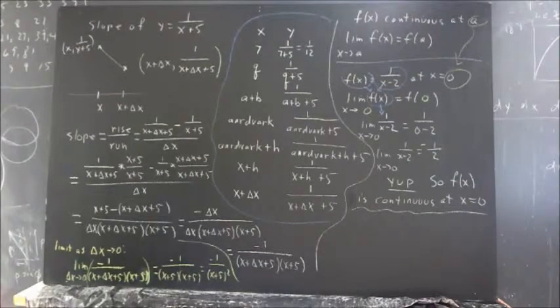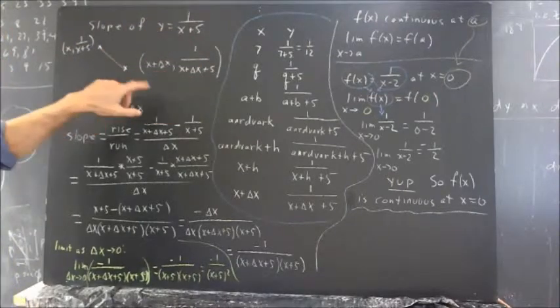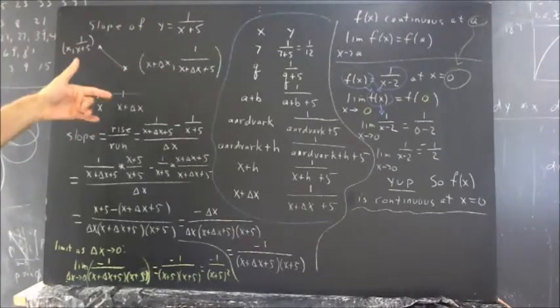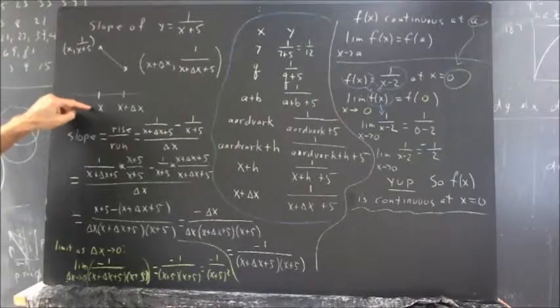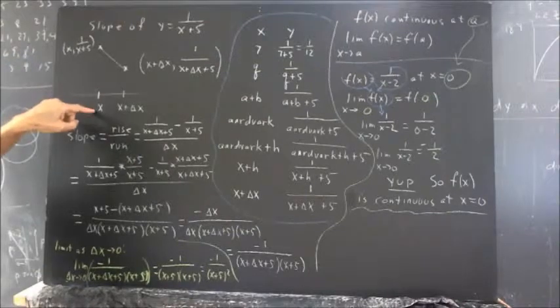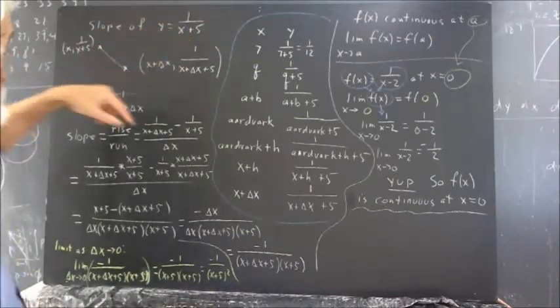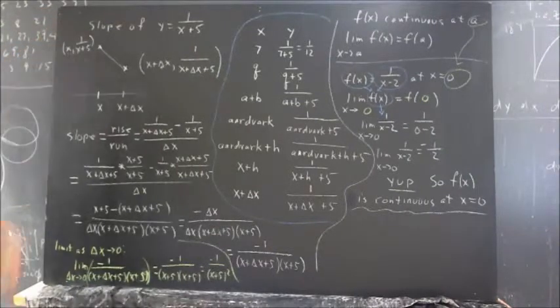Now we look at the slope of the graph of y equals 1 over x plus 5 at the point x, y. Okay, so if our x value is x, then our y value is 1 over x plus 5, so the point x, 1 over x plus 5 lies on the graph.